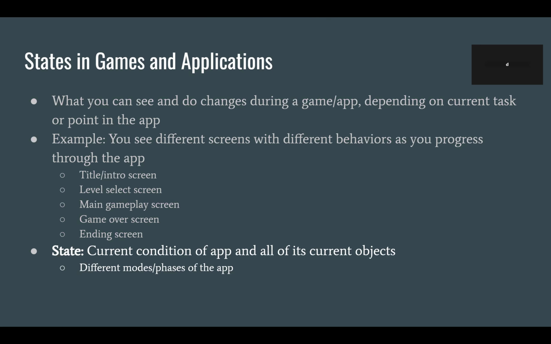So another way to think about these different phases or modes is that's basically what a state is, right? When we're talking about game development and software development and computer science. That's the current condition of an app or game and all of its current objects. Or another way to think about it, like we said, is the different modes or phases of the app. All right.